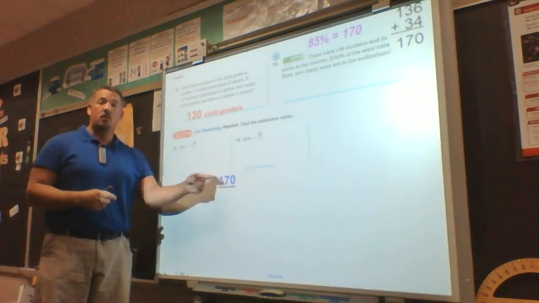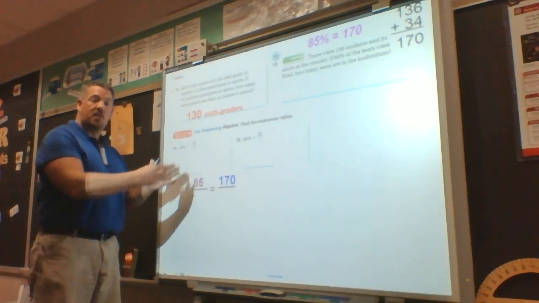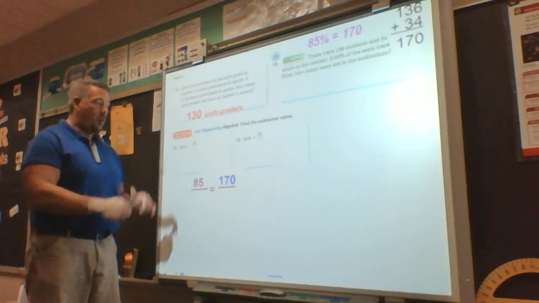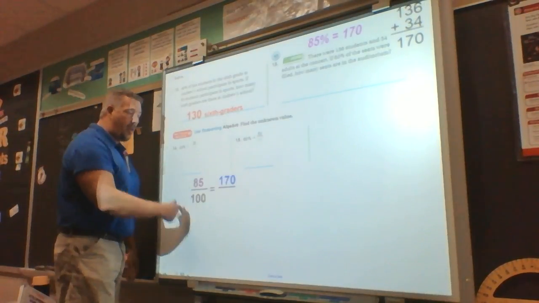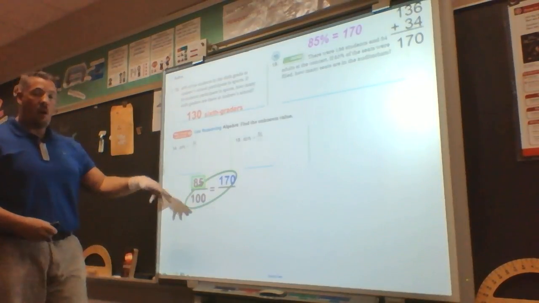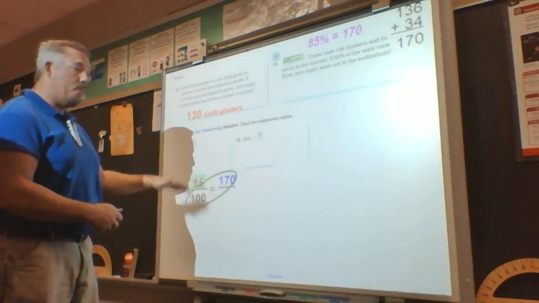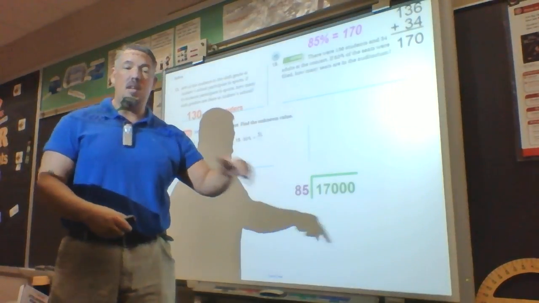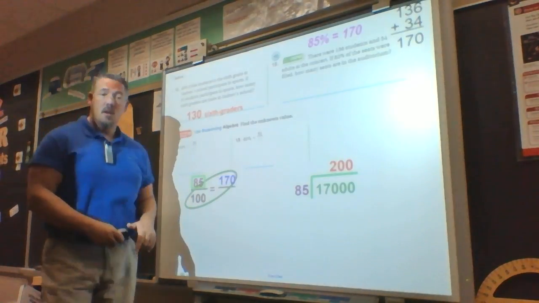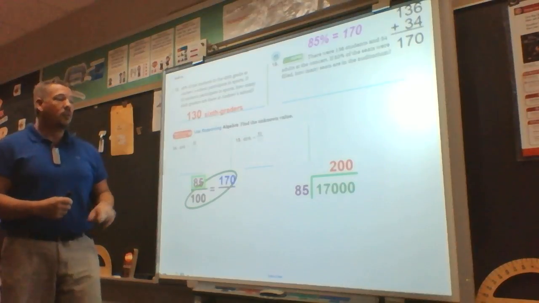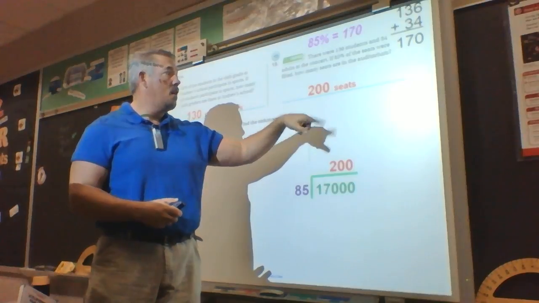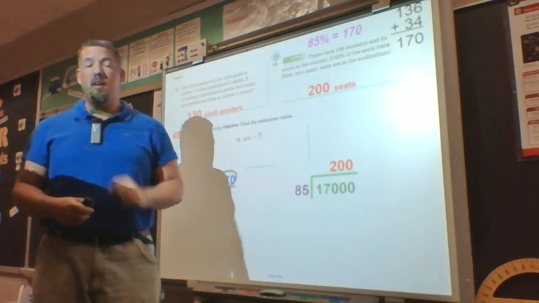So I know 85 is equal to 170. I set it up, percents once again on the side, on the left, so therefore my denominator has to be 100. I'm going to multiply the two that are there diagonally, divide by the lonely number. I have 100 times 170 divided by 85, which gives me 17,000 divided by 85. 17,000 divided by 85 tells me 200. 200 what? Well, this says how many seats. So there are 200 seats in that auditorium.